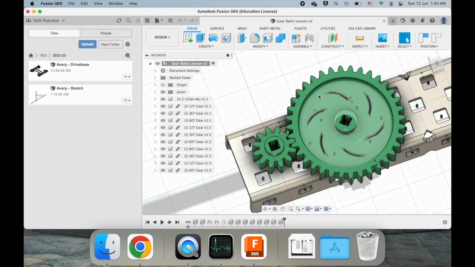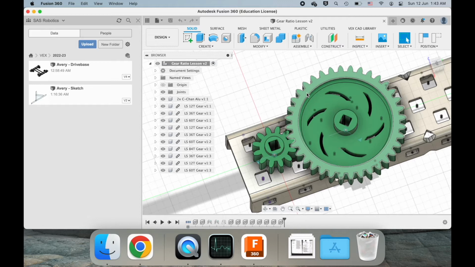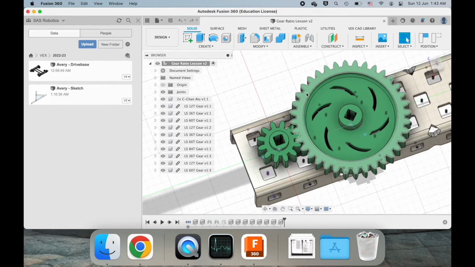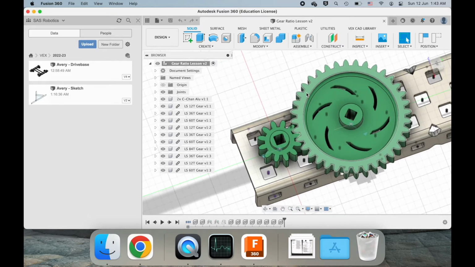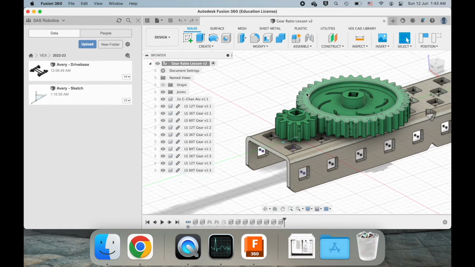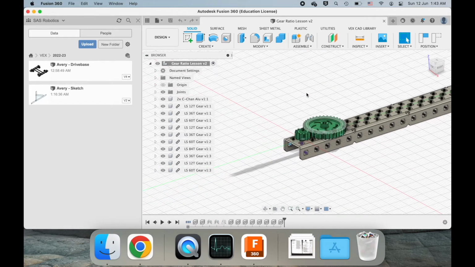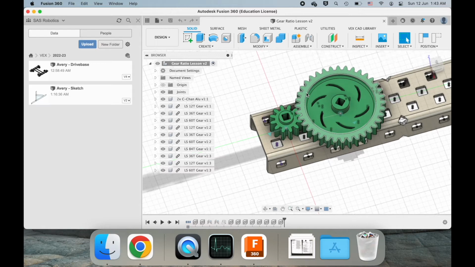In this video, I'll be talking about gear ratios. This is a conceptual engineering concept kind of thing. It's not something you CAD. You don't need to create these things I've CAD'd, but I'm going to talk about them nonetheless.